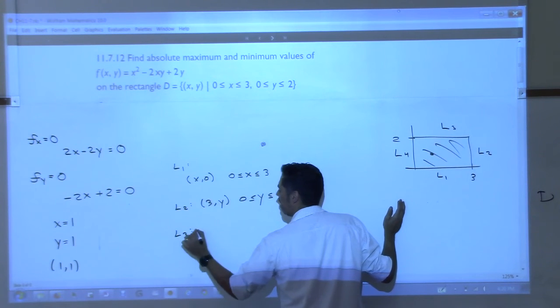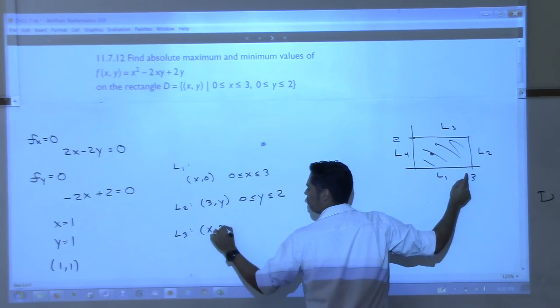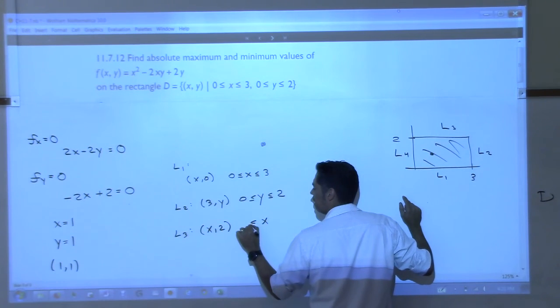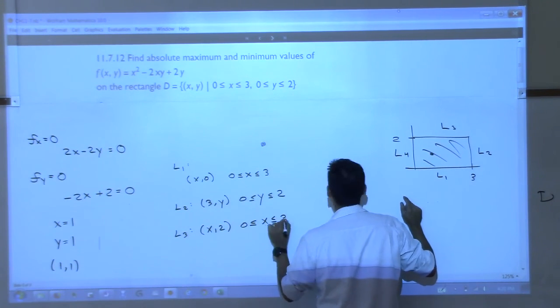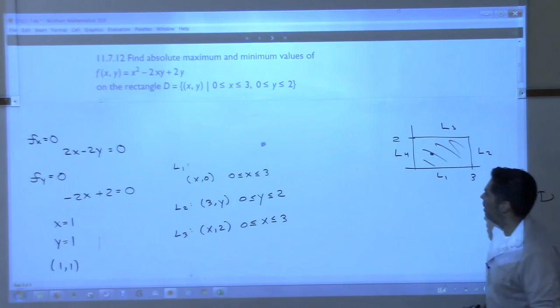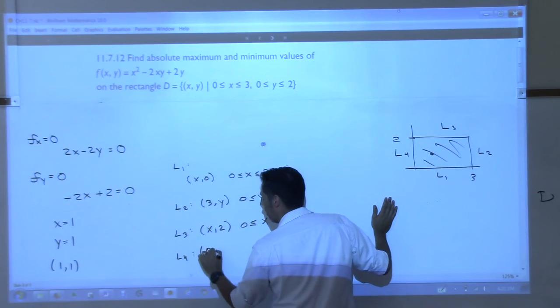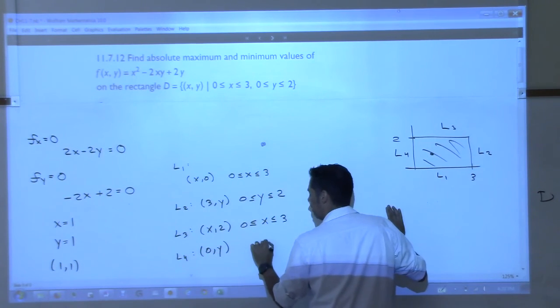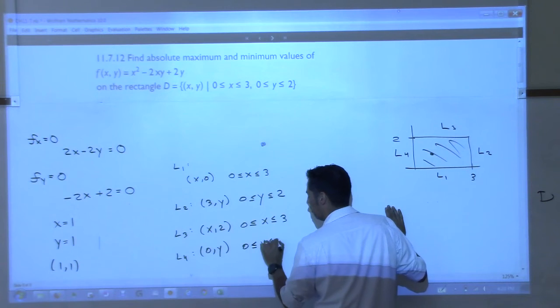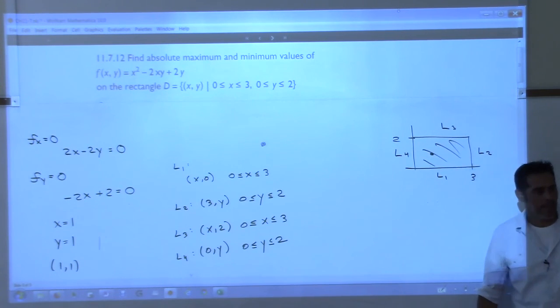At L3, which is up here, (x, 2), and x is between 0 and 3. So my x's can float between 0 and 3, but my y has to be fixed at 2. And then lastly, on L4, my x is fixed at 0, and my y is not fixed, but my y floats between 0 and 2. So x is 0, y goes between 0 and 2.